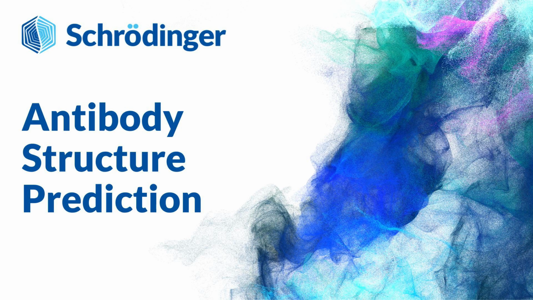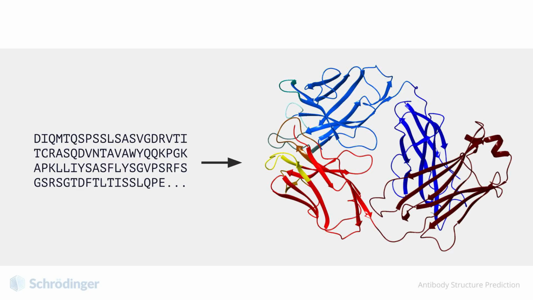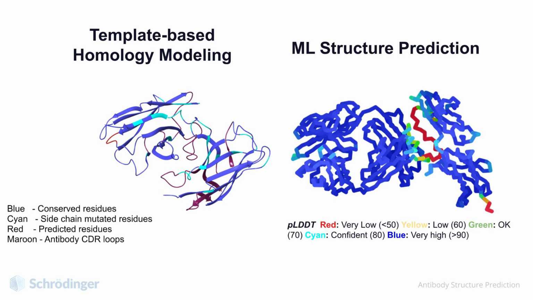In this video, we are going to go over different strategies for antibody structure prediction and the domains of applicability for each. The fundamental problem of antibody structure prediction is going from a one-dimensional sequence to a three-dimensional structure. The classical approach to this problem has been template-based homology modeling, in which a sequence is grafted onto the structure of a close homologue.